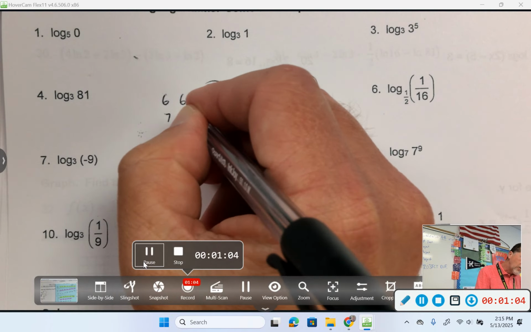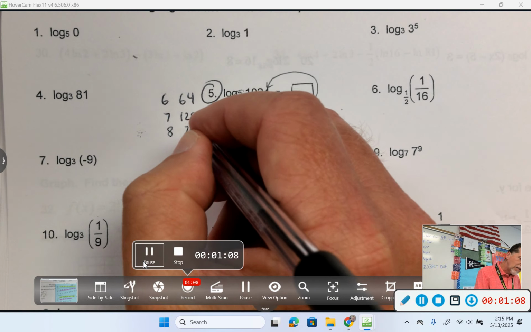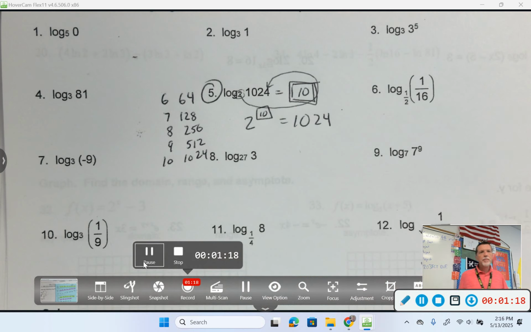2 to the 7th is 128. 2 to the 8th is 256. 2 to the 9th is 512. 2 to the 10th is 1024. So my answer is 10. Be careful, the answer is not 2 to the 10th. Don't put 2 to the 10th. The answer is 10, because 2 to the 10th is 1024.